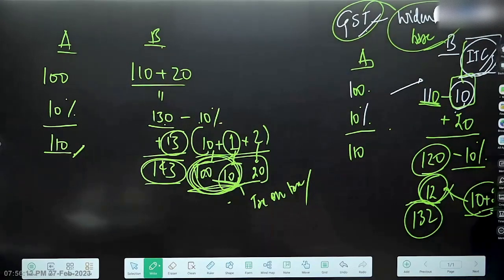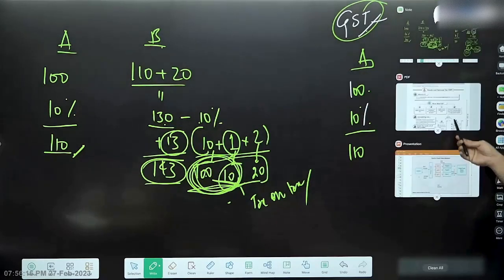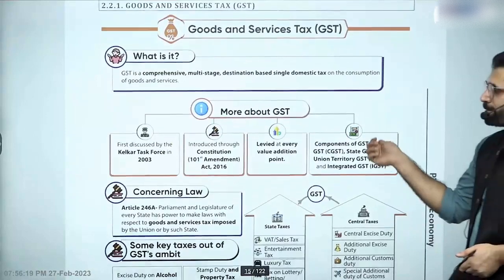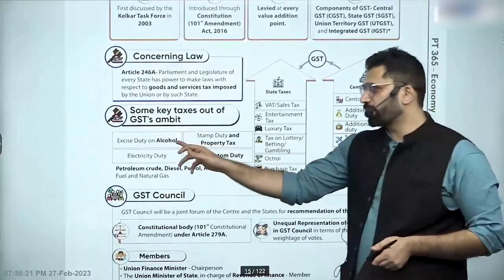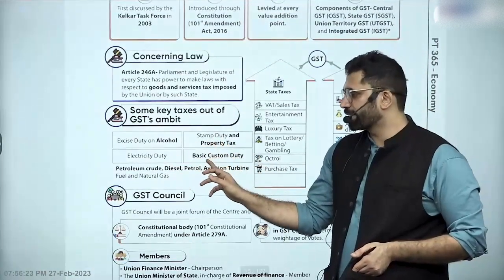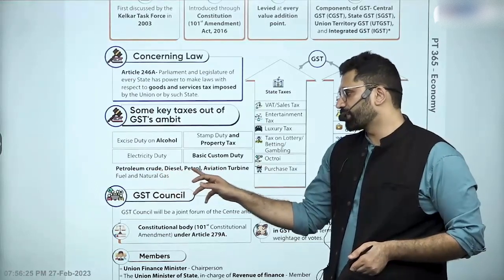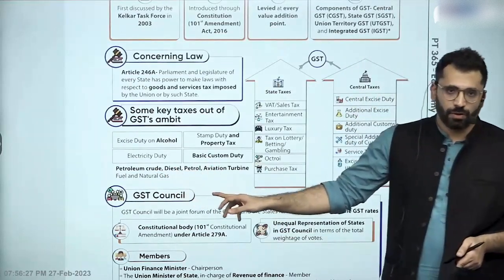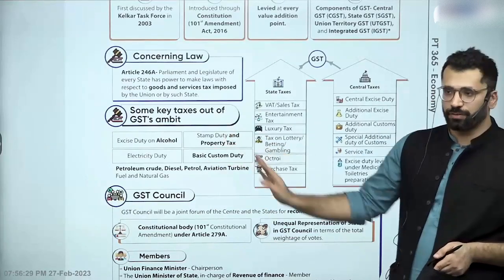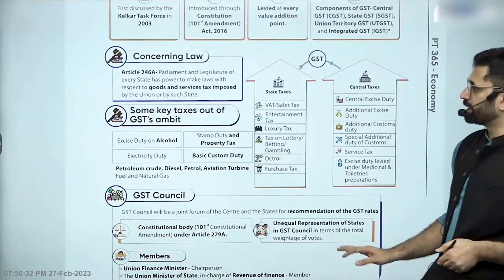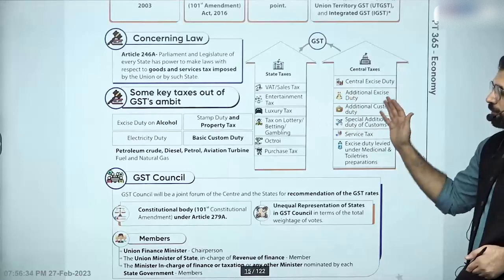Now various modalities in GST. There are a few items which are still not part of GST. That is alcohol, electricity, stamp duty, property tax, basic custom duty, petroleum, diesel and related fuels. All of these are outside the ambit of GST.